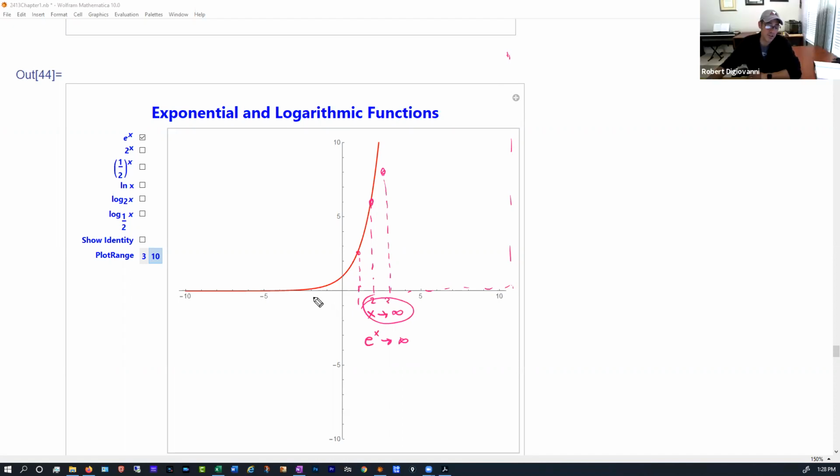Okay. And then the other direction, as x gets really big negative, the function gets small. It goes to 0. And that's because you have a horizontal asymptote.